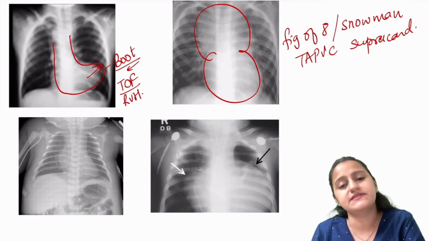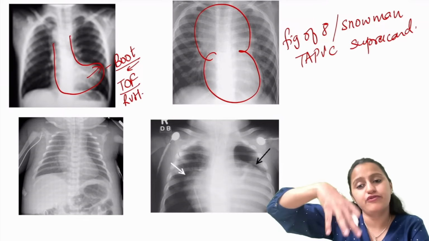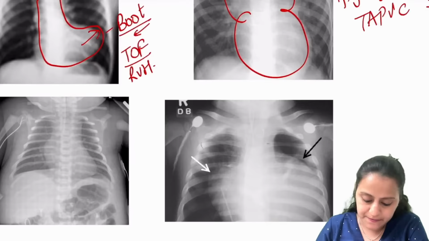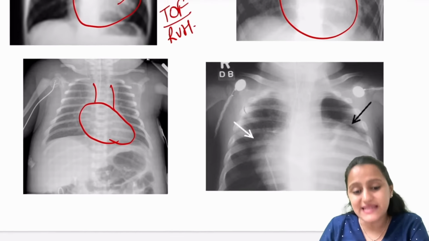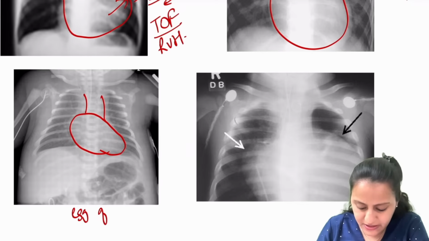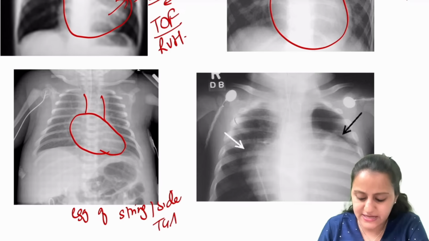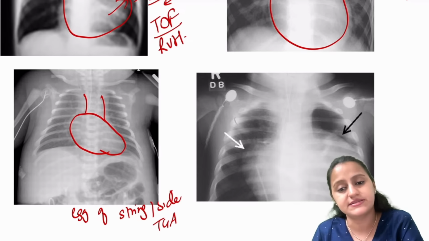Supracardiac TAPVC. Okay, remember snow falls from supra. This is the egg on string or egg on side appearance. Remember egg on string or egg on side, which is seen in transposition of great arteries.